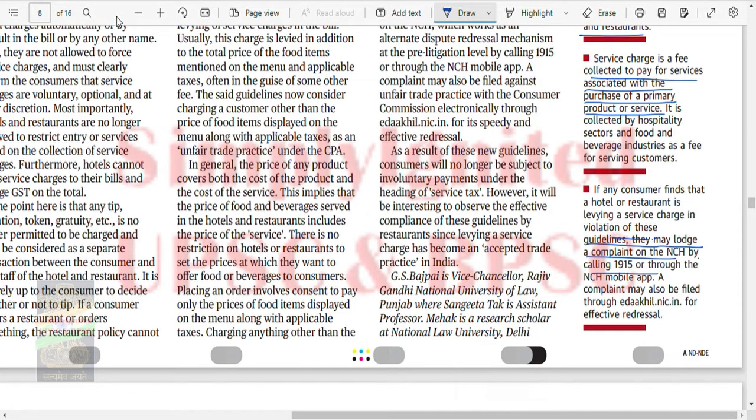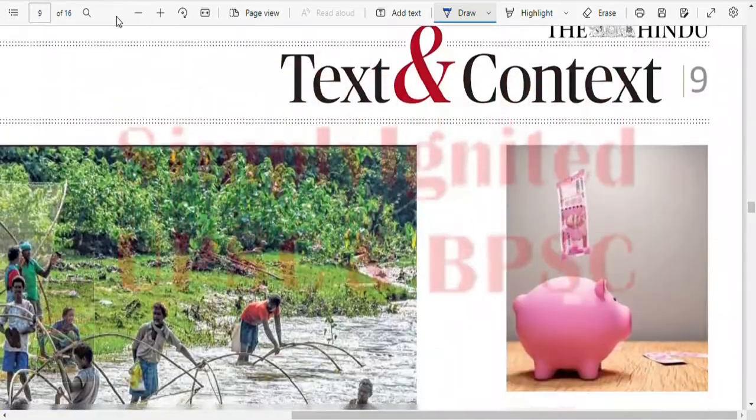The complaint may also be filed through edakhil.nic.in for effective redressal. Okay, this was in news. Fine, so they cannot levy service charge without your consent. Just know this.